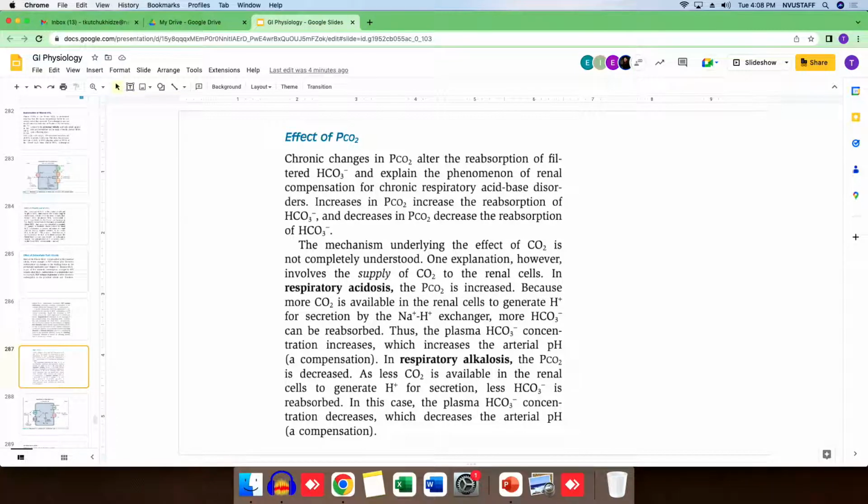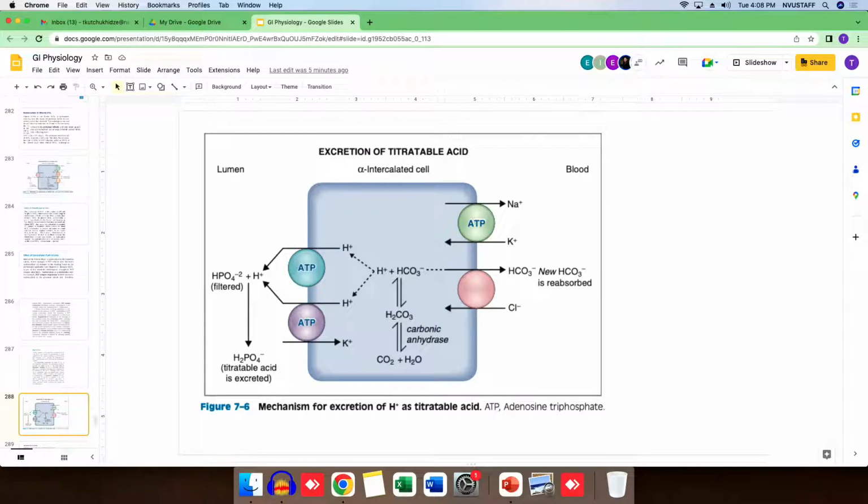Do you have more questions regarding this? If not, then we're continuing. So we covered reabsorption of the bicarbonate, right? Somehow.